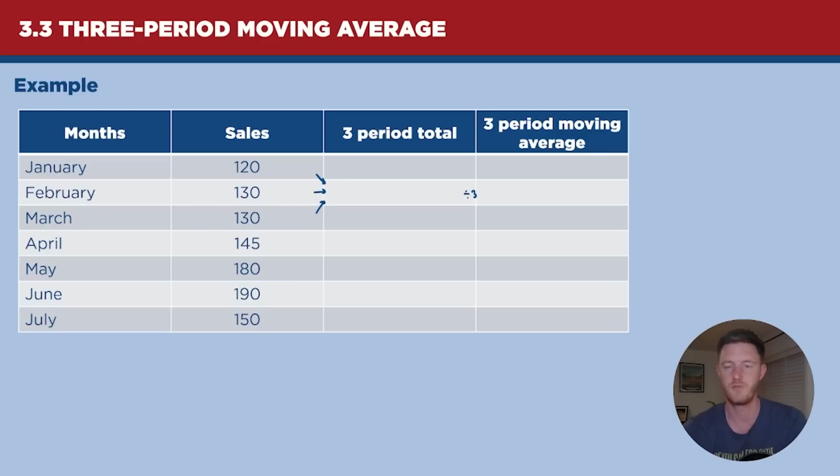So January, February and March total is 380. The moving average is 126.67. For March, that would be February, March and April. So 405 divided by 3 is 135. April is 455, 151.67. May is 515, 171.67. And then June, which is the last one we can do. We can't do July because we don't have August data, is 520 and 173.33.